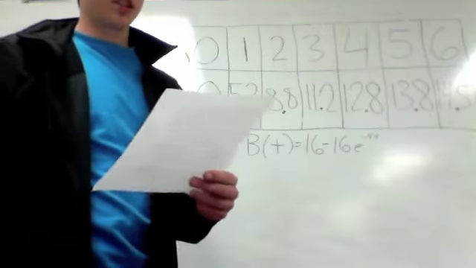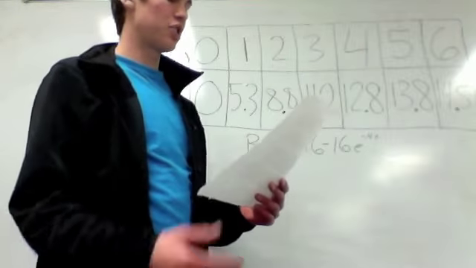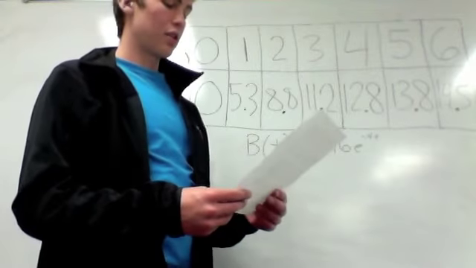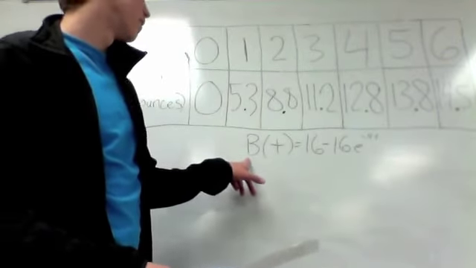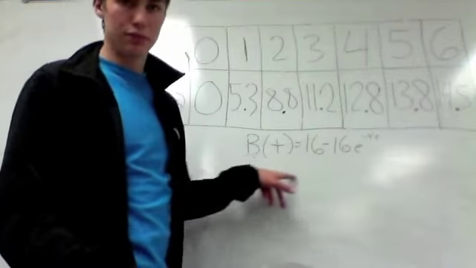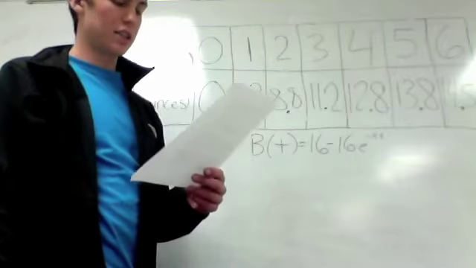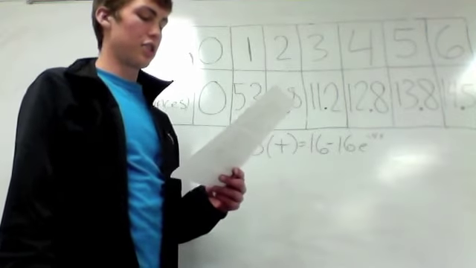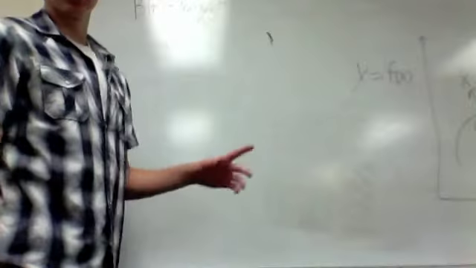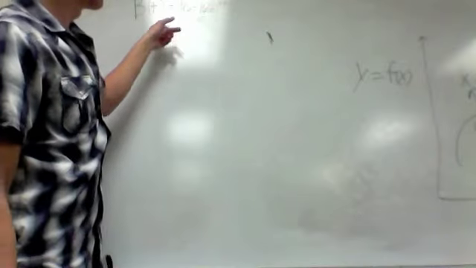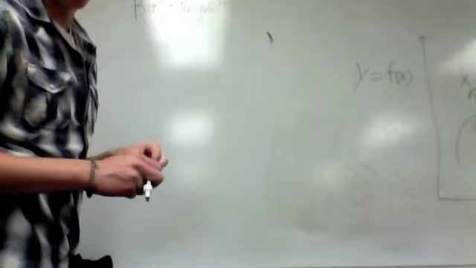Alright, the final question is asking us to find the rate at which the amount of coffee in the cup is changing when t equals 5. And they're giving us that the amount of coffee in the cup at time t is this. So what we're going to do now is find the derivative of this, because that is telling us the rate at which the amount of coffee in the cup is changing. So again, we have B(t) up here, which is 16 minus 16e^(-0.4t). And then we are going to be taking the derivative of this.